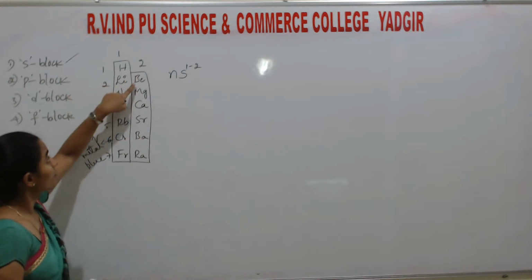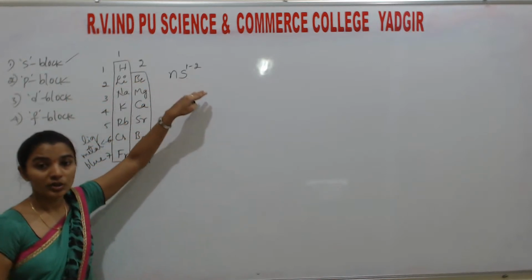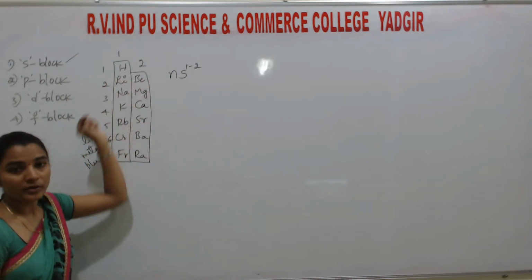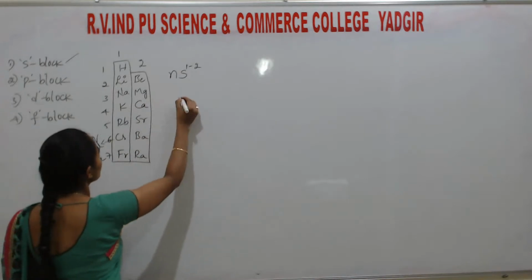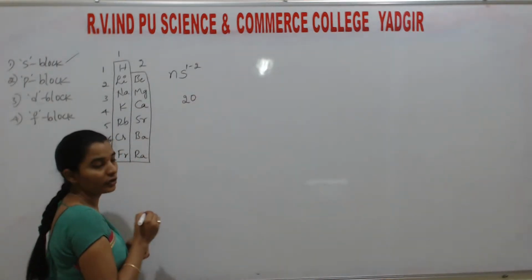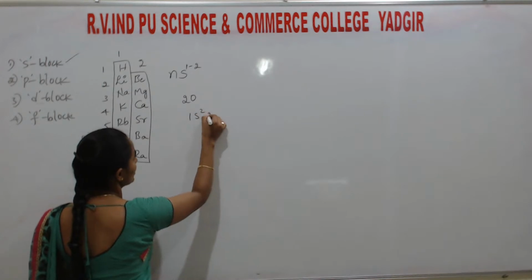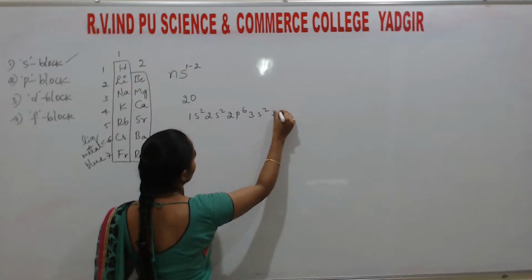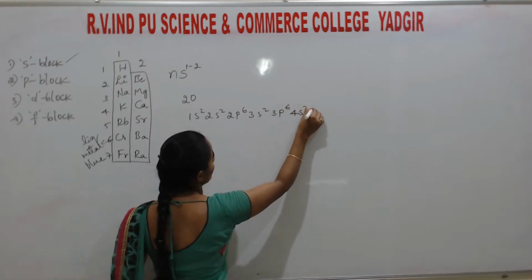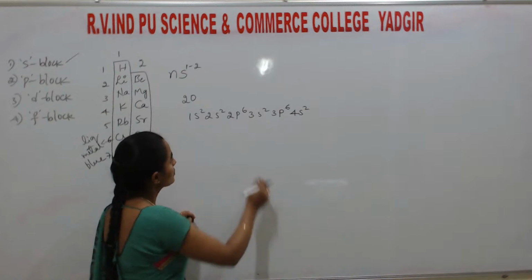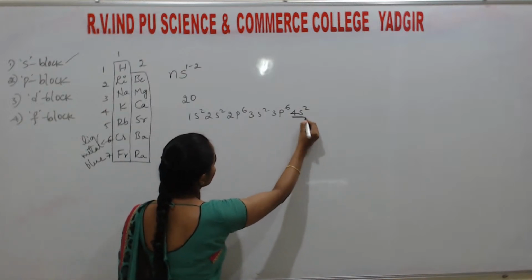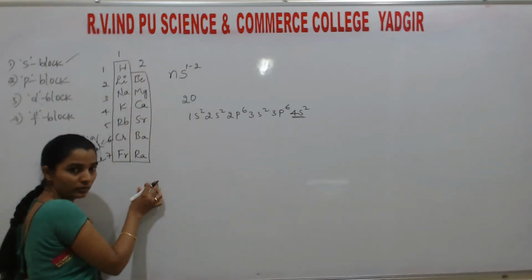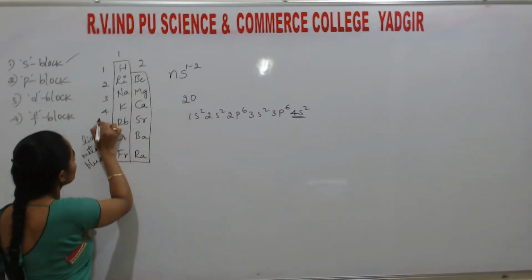If you write the electronic configuration of beryllium, you will get 1s2, 2s2. This 1, 2 represents what? In which period it exactly belongs. Listen, here calcium is there, its atomic number is 20. If you write the configuration: 1s2, 2s2, 2p6, 3s2, 3p6, 4s2. Here the last electron enters the S subshell, that's why it belongs to the S group. Understand? And at the same time, it belongs to the fourth period.